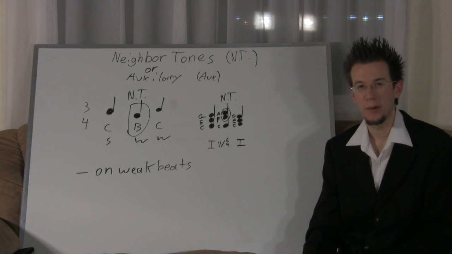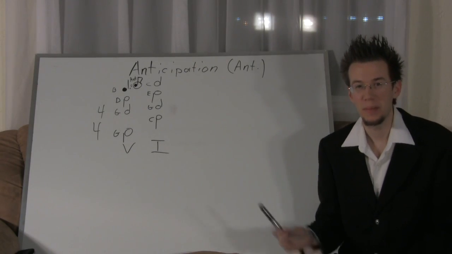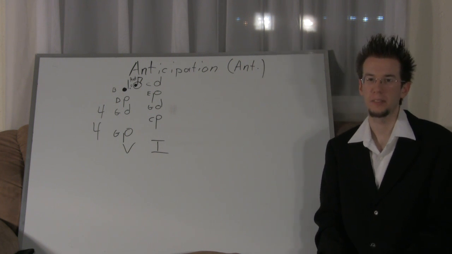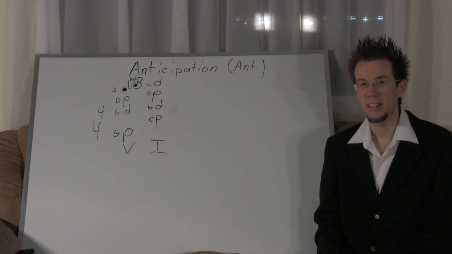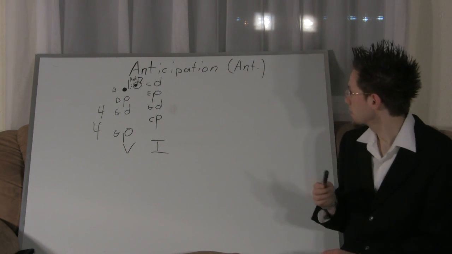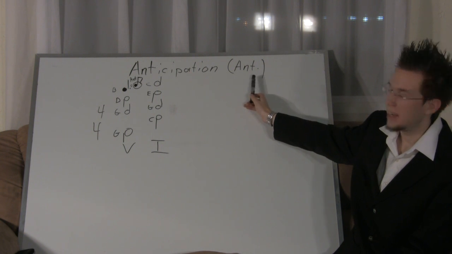Now I was thinking about one more that I wanted to add, so I think I'm going to do that next. Okay guys, I wasn't really planning on adding this one in, but I thought, this one's pretty simple too, and it's common enough, so I'll just quickly explain it. It's very easy actually. So this next one's called an anticipation. And so anticipation, its shortened form is ant, A-N-T.